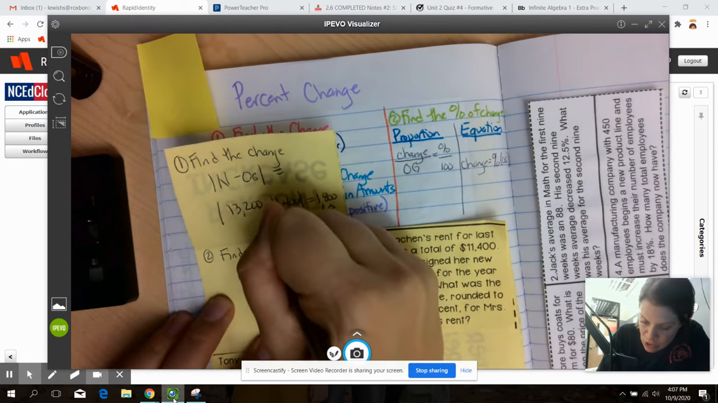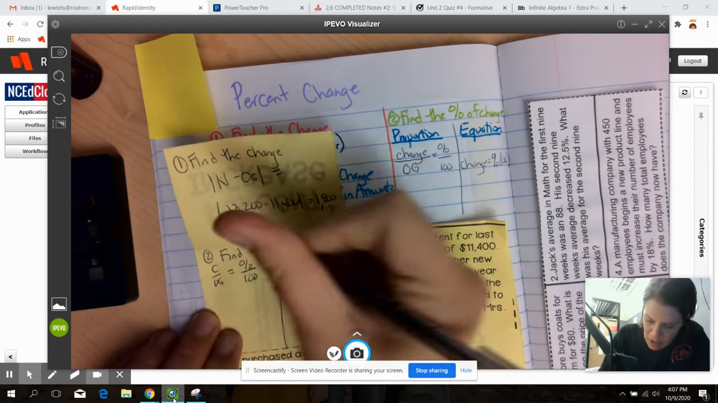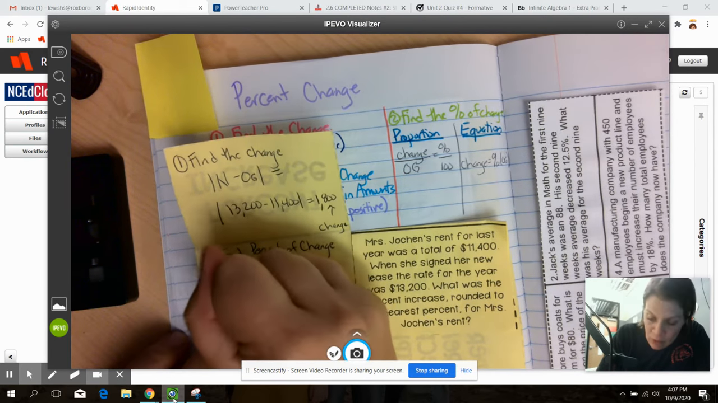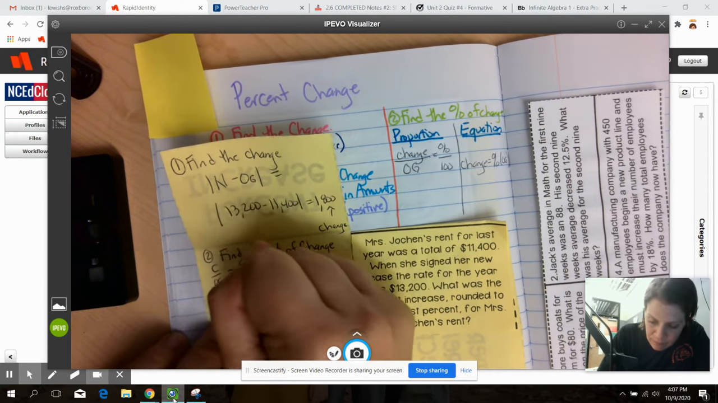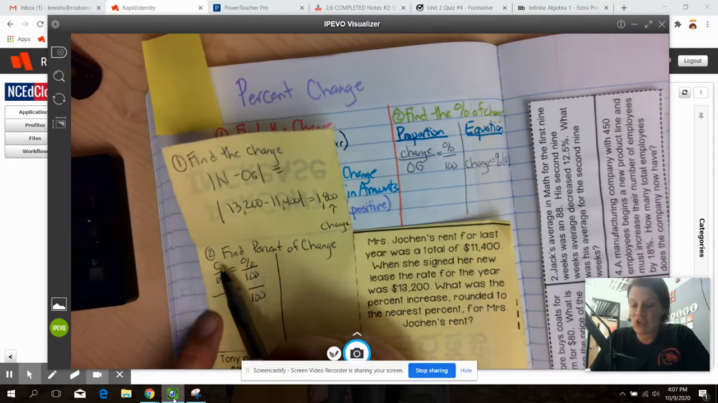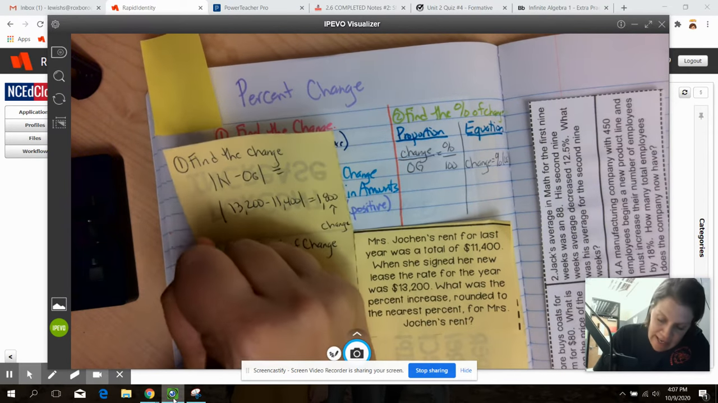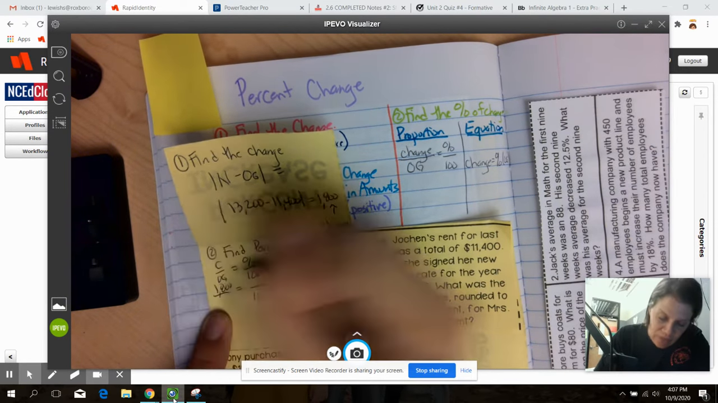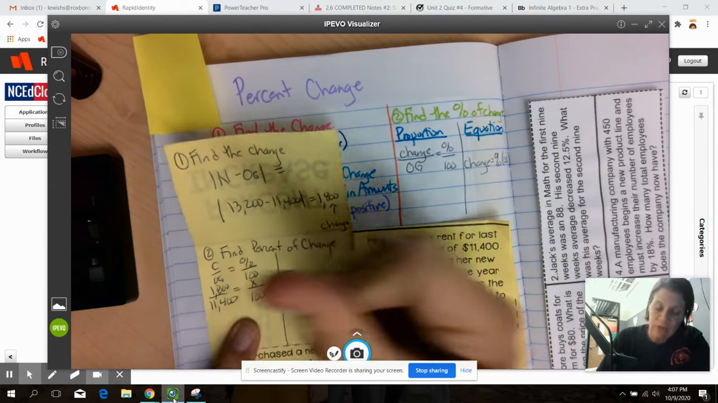I'll do it the two ways for you, but I'm going to set it up over here as C over OG equals percent over 100. So let's see what we got. I'm going to draw my proportion, and let's look. So the change, we know that change is $1,800, and the original was 11,400. We're looking for the percent.